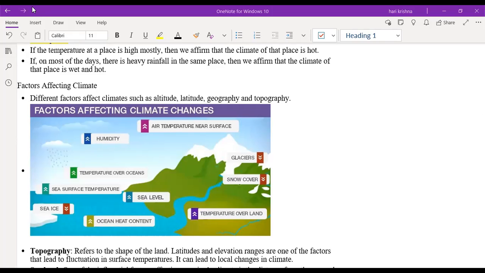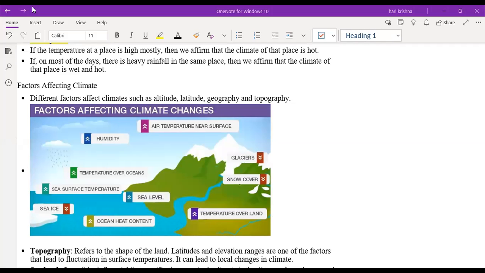Latitude, longitude, and sea level. Latitude and longitude, right, on the globe? Latitude, longitudes, altitude. Altitude is nothing but height above the mean sea level. If it's a hilly region, the climate is very cool. If it's a plain region, the climate is hot. And latitude, longitude: if it's near the equator, the climate is hot. But if it's far away from the equator, near the poles, the climate is cold.